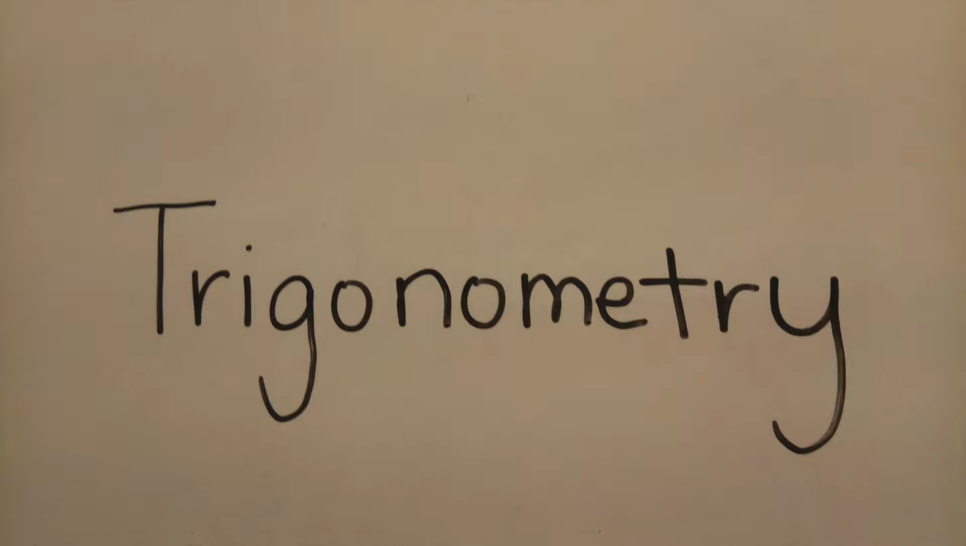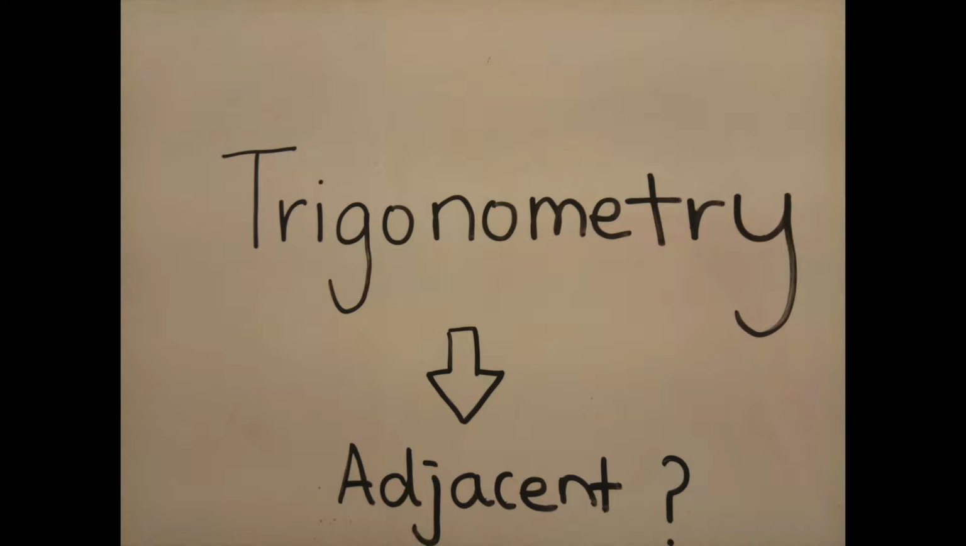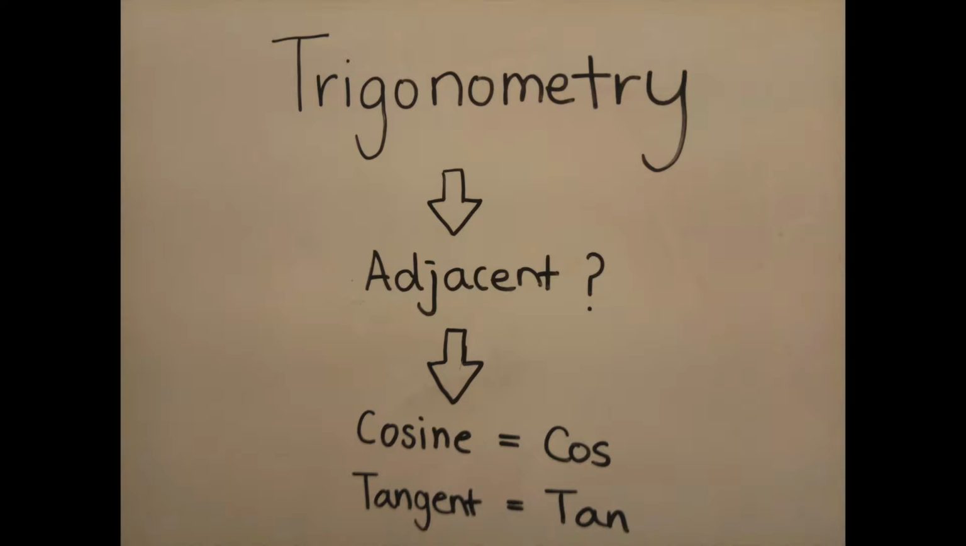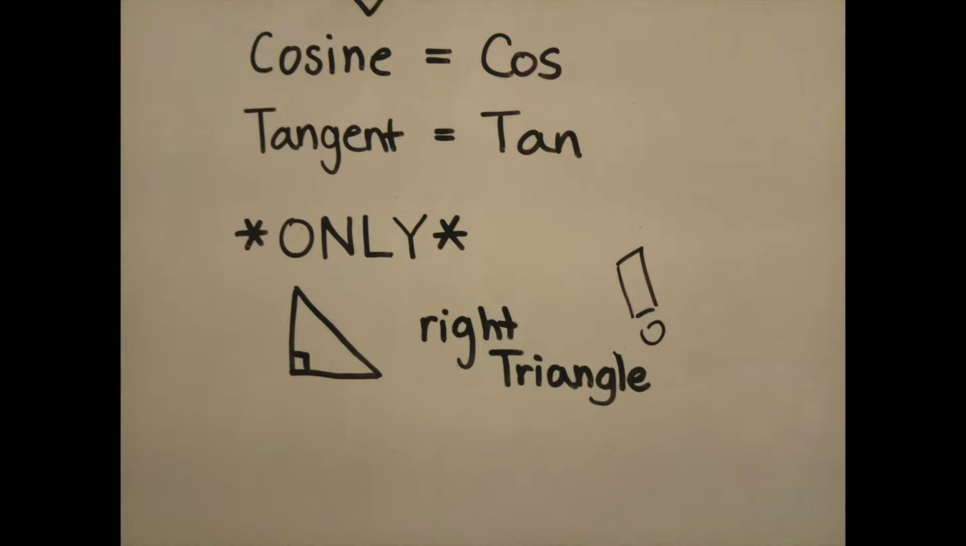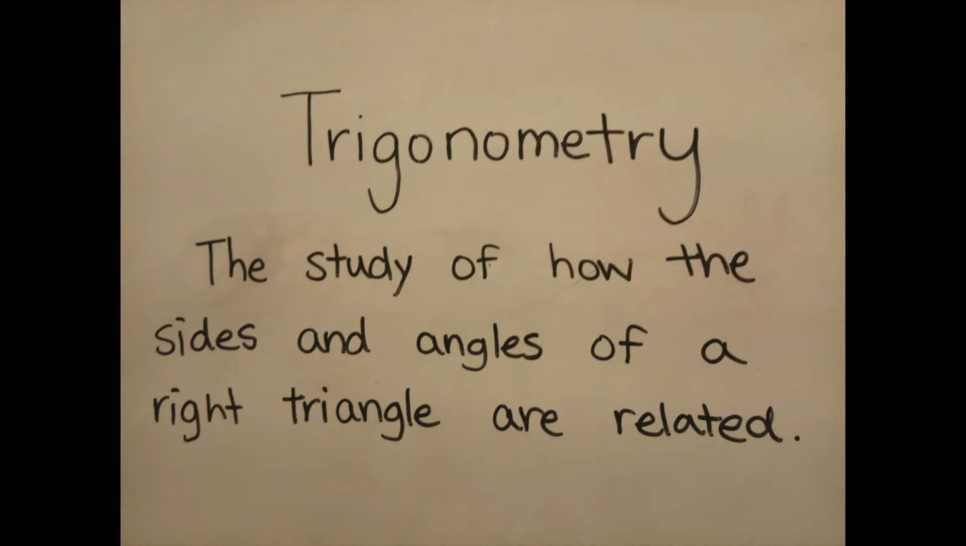Today we will introduce a portion of trigonometry and teach you how to find the adjacent side using formulas named tangent, tan, and cosine, cos, and these formulas only apply for right triangles. According to Mr. Salzman, trigonometry is the study of how the sides and the angles of a right triangle are related.